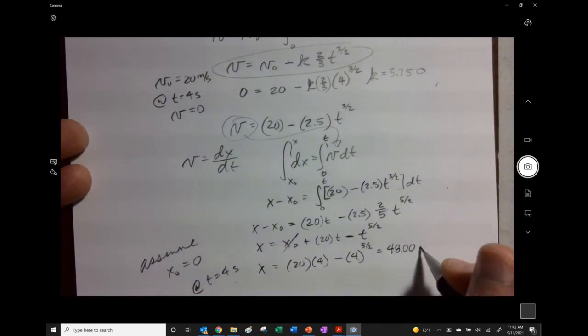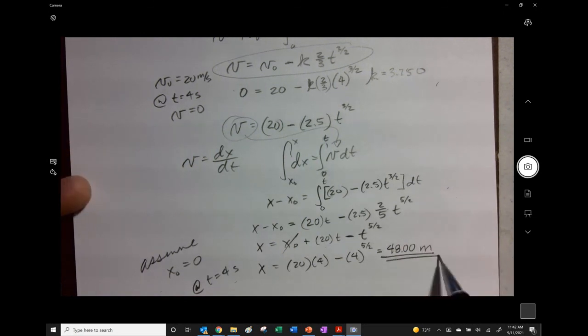And did they ever tell us what units? We're in meters, right? Yeah. I think, yeah, meters, because the velocity is meters per second. Yep, yep. Yeah.